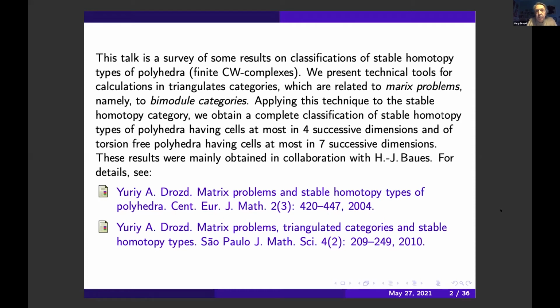I will present some technical tools for the calculations in triangulated categories, which are related to matrix problems, namely to bimodal categories. Applying this technique to the stable homotopy category, we obtain a complete classification of stable homotopy types of polyhedra having cells at most in 4 successive dimensions, and of torsion-free polyhedra having cells at most in 7 successive dimensions. These results were mainly obtained in collaboration with Hans-Jürgen Bauers, and for details you can see my papers, my surveys.